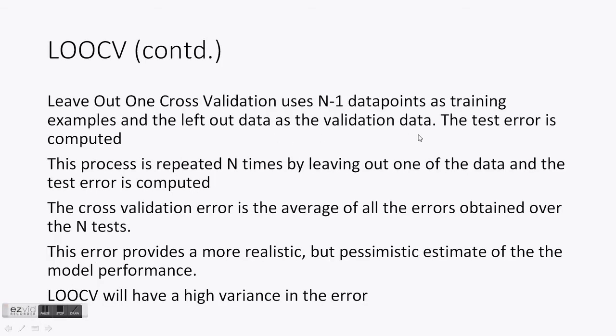Leave out 1 cross validation, what it does is it will use n-1 data points as your training, and it will test that trained model on your nth data point. So it will do this for all different n combinations of n-1 data points and testing on the nth data point, and for each of these models it will test and compute the error, and finally it will average out the error. And this error that we compute by averaging out over all n different models will give you a much more realistic estimate of how well your model will perform on new data.